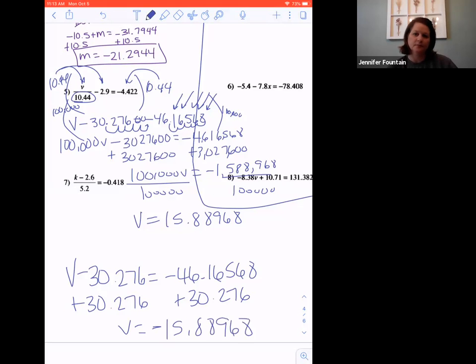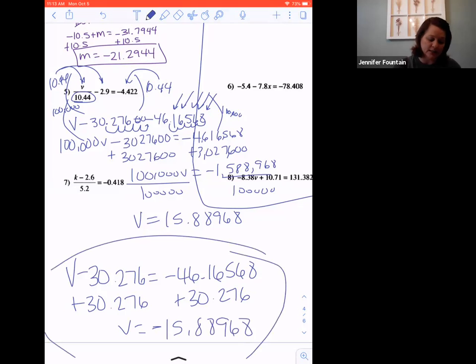negative 15.88968. So with a calculator, you can see that it was a whole lot less confusing and a whole lot easier than having to clear the decimals. Clearing the decimals is going to be easier when I'm dealing with a smaller problem and I don't have a calculator to deal with. Okay, so if you've got a calculator, use it. Get into the practice of using it to work out these, especially with decimals.